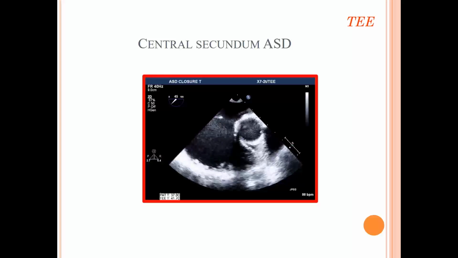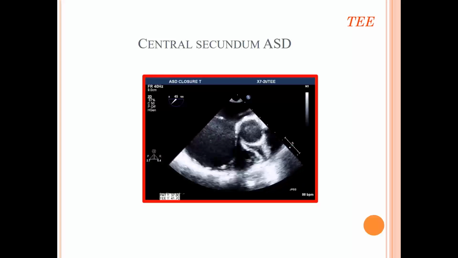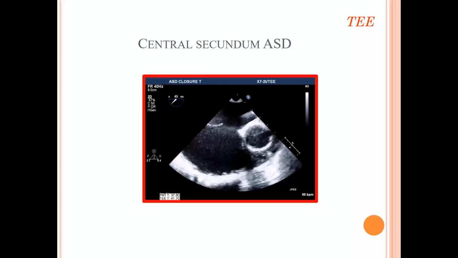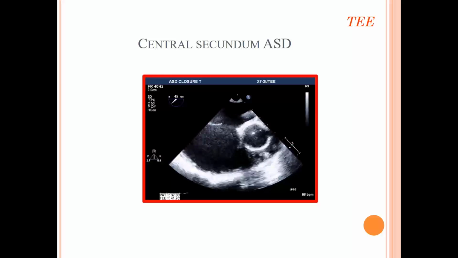This is the short axis at the level of 45. We can see the circle of the aorta. This is the interatrial septum, and this is a secundum ASD, which was amenable for closure.